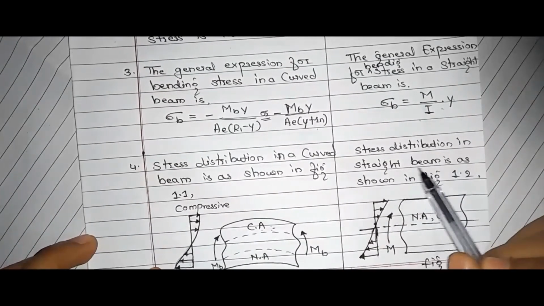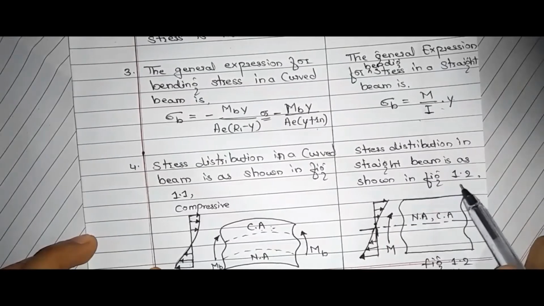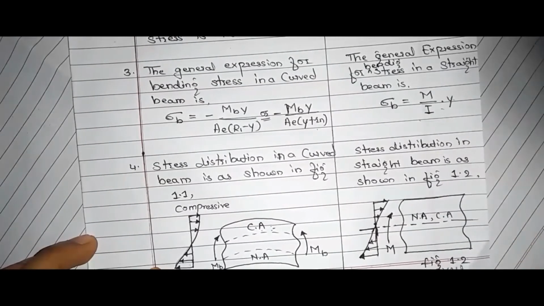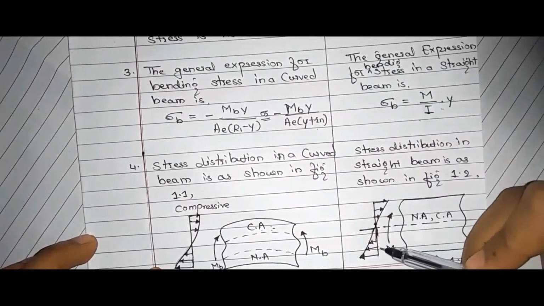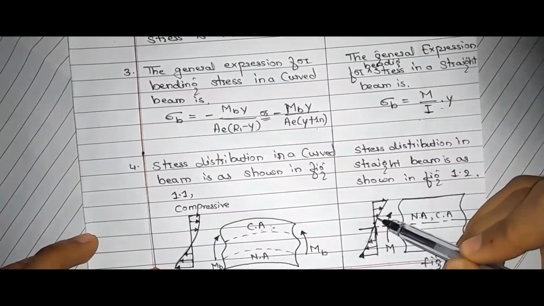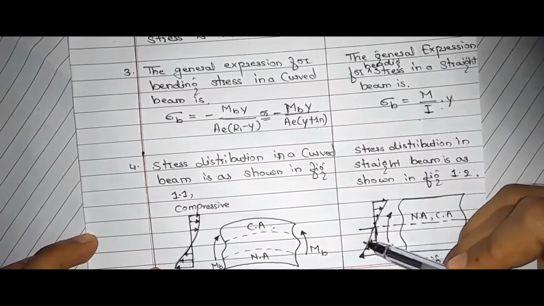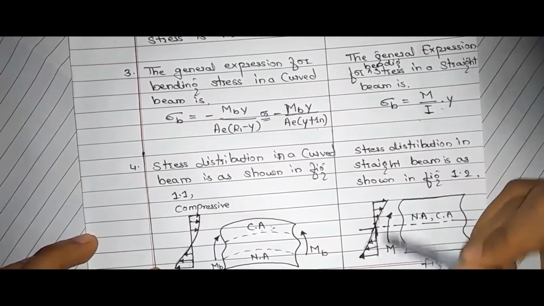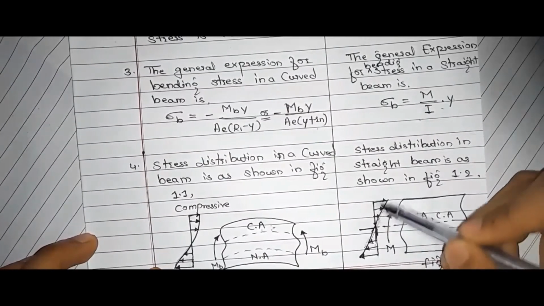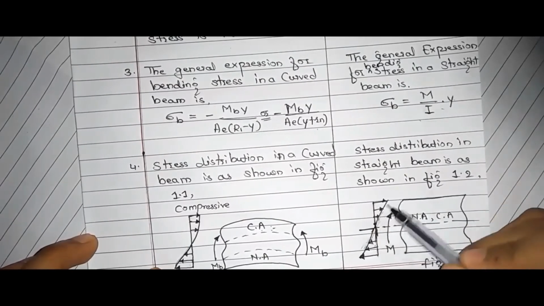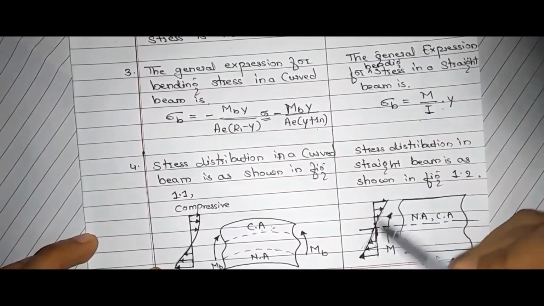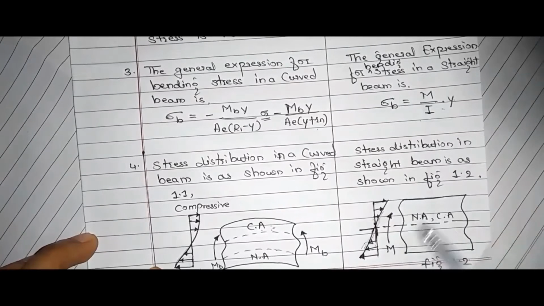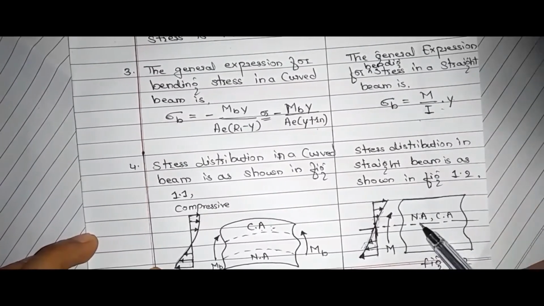On the other side, you can see the stress distribution in a straight beam as shown in figure 1.2. You can see here, this is also a straight line, not a curve. Here a mistake has happened. So the stresses are distributed in the straight beam like this. NA is the neutral axis and CA is the centroidal axis.